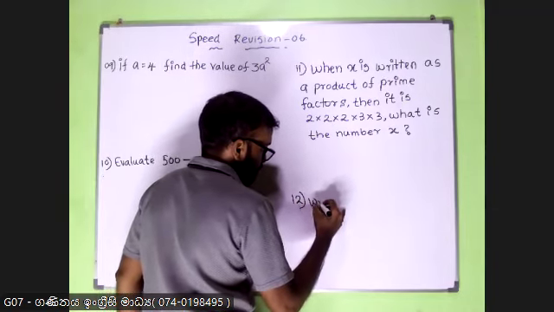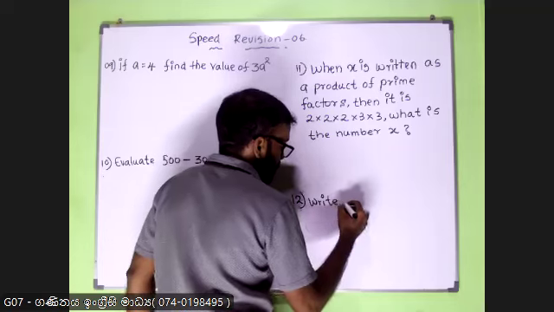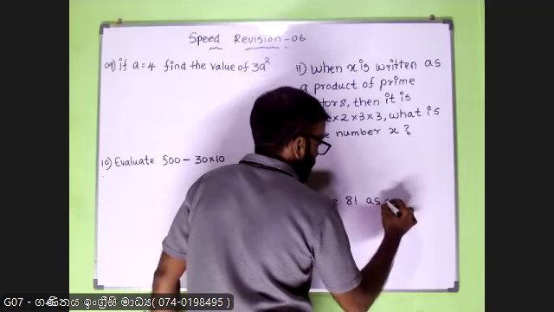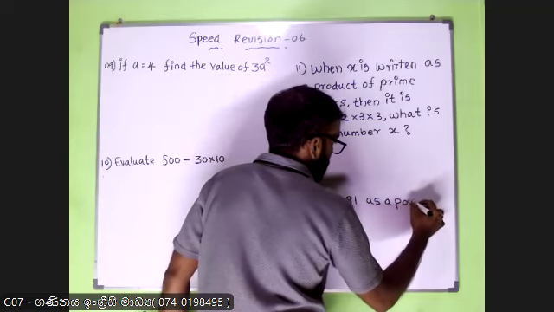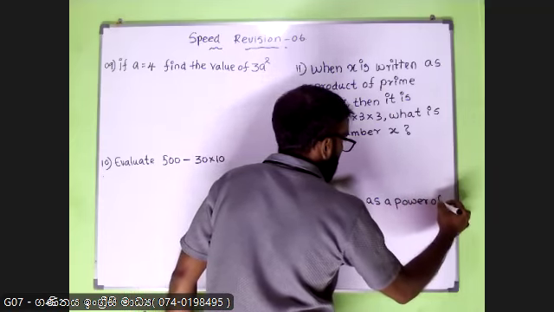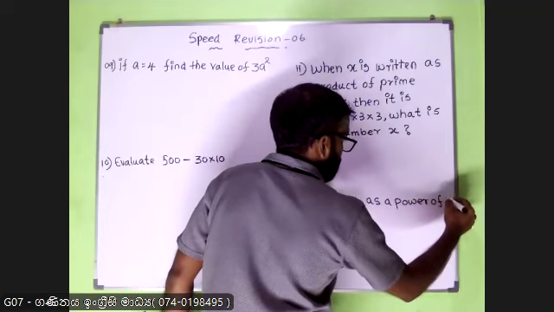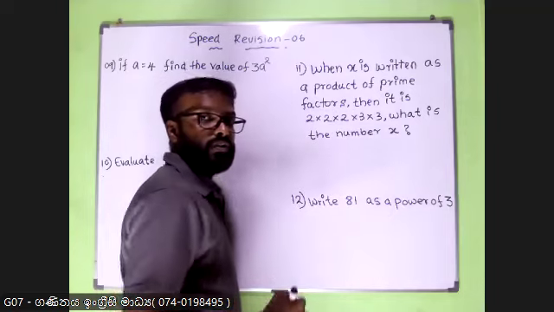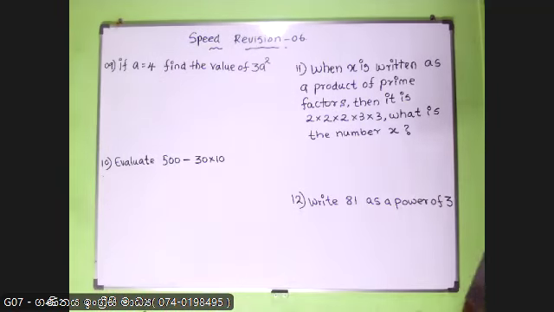Twelve. Write 81 as a power of 3. Very easy. You have to use division: divide, divide, divide, divide. And you have to use the knowledge of indices.